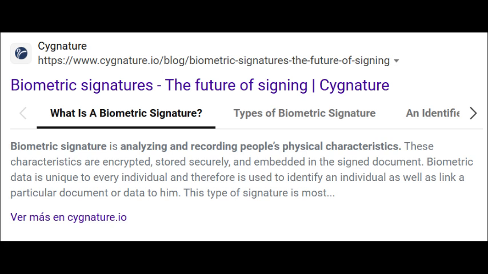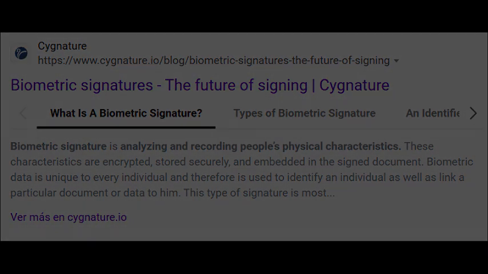Biometric signature is analyzing and recording people's physical characteristics. These characteristics are encrypted, stored securely, and embedded in the signed document. Biometric data is unique to every individual and therefore is used to identify an individual as well as link a particular document or data to him, such as the red seal ships or letters of mark, or as it's stated before, letters patent. And so we find that a lot of the methods of authentication we use today are in fact derived from very old means of doing the same thing.